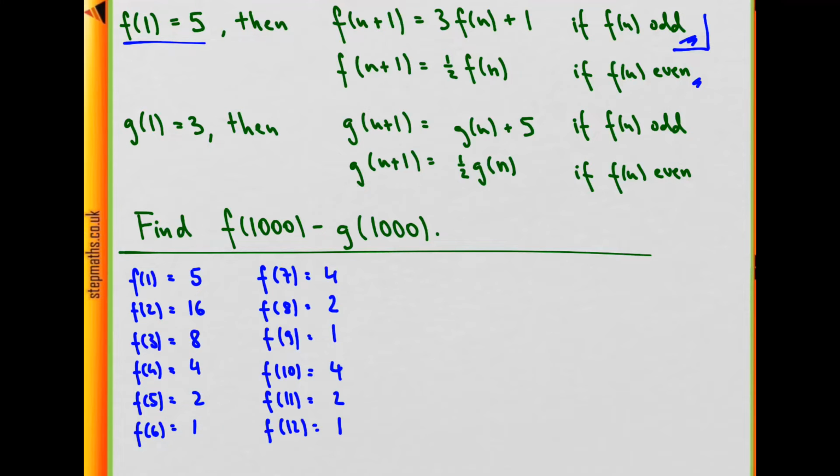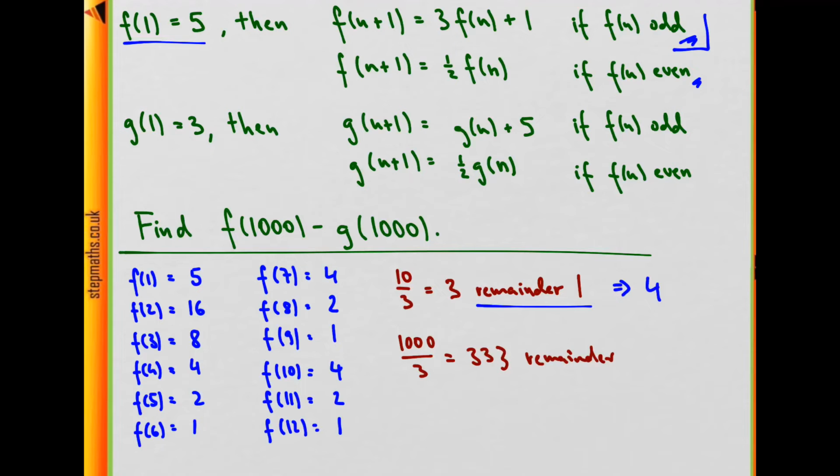So the 4th, 7th, 10th, and then 13th, 16th element, and so on, will all be 4s. In other words, numbers which give a remainder 1 after they are divided by 3. So say if we have 10, divided by 3 is 3, and remainder 1, that means the value of the function or the progression there will be 4. And that is indeed the case for 1000, because 1000 divided by 3 is 333, and remainder 1. So this value will be 4.